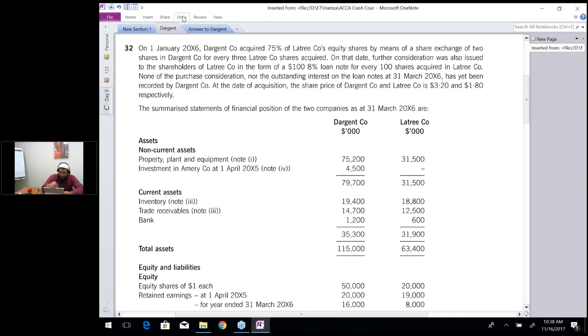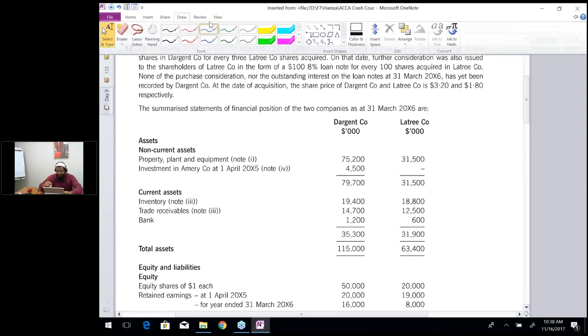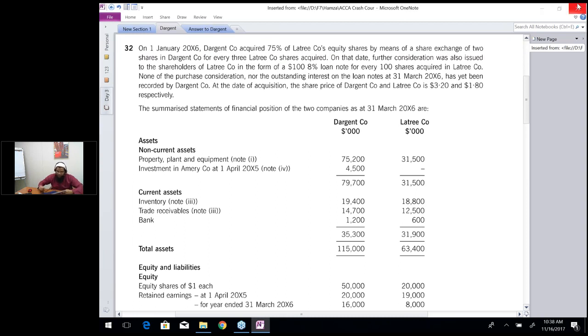And I'm going to start the discussion from the scratch. So the question says that on 1st January 20x6, Darjan Company acquired 75% of Latre Company's equity shares by means of share exchange of 2 shares in Darjan Company for every 3 Latre Company shares acquired. So there were total 20,000 shares of the subsidiary company, and we have acquired 75% of them. So this would become 15,000, and into 2 divided by 3, we have issued 10,000 shares of our own.